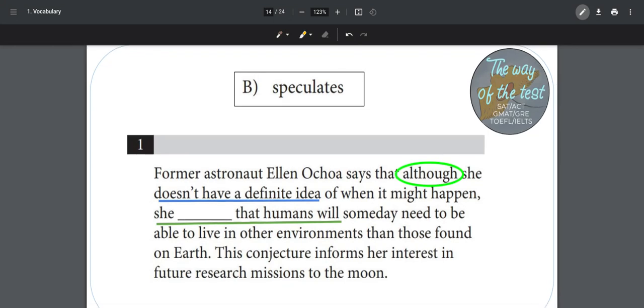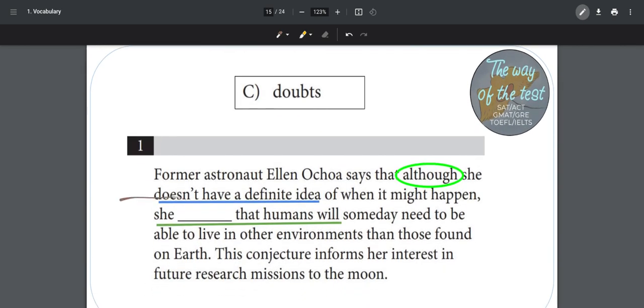So speculate. Speculate means talking about something that may happen in the future, right? So here it says she doesn't have a definite idea and she speculates. Okay, maybe, because maybe you don't have a definite idea, but you can talk about something that may happen in the future. We're going to let it pass. We're going to analyze the next one.